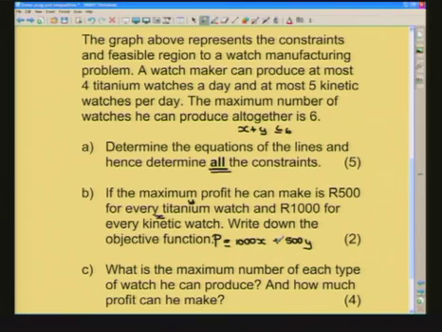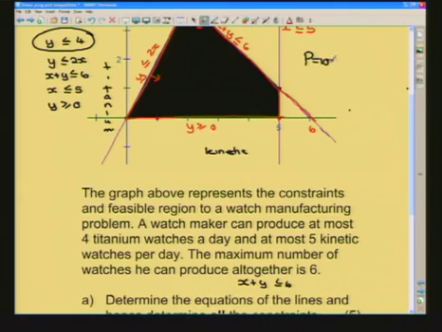Now it says, what is the maximum number of each type of watch he can produce and how much profit can he make? So now we're going to take this equation we've just done, using the graph they gave us, and maximize on it. So let's take it up again. It's 1,000x plus 500y equals P. Now remember, the object here is to get y as the subject, so I'm going to be a little naughty and miss a few steps. So it's 500y equals minus 1,000x plus P. Dividing by the 500, it's y equals minus 2x plus P over 500. So the search line must have gradient minus 2.